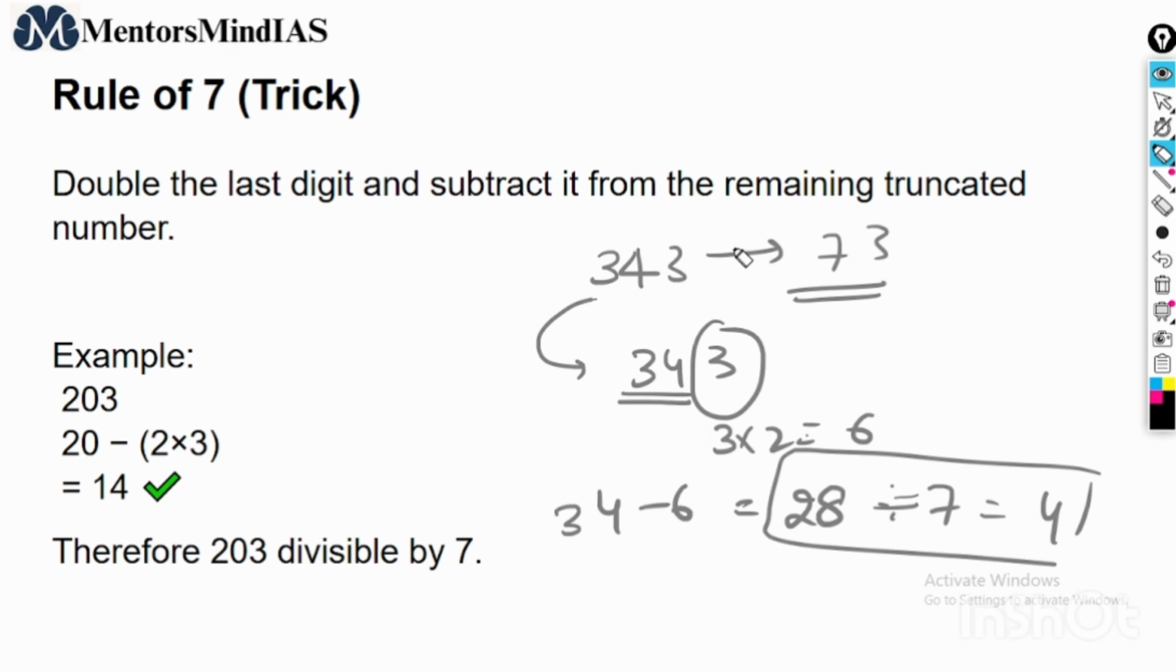You need not do the whole division. It can be simply solved by this method. So, double the last digit and subtract it from the remaining truncated number. Check the divisibility by 7. You will get an answer.